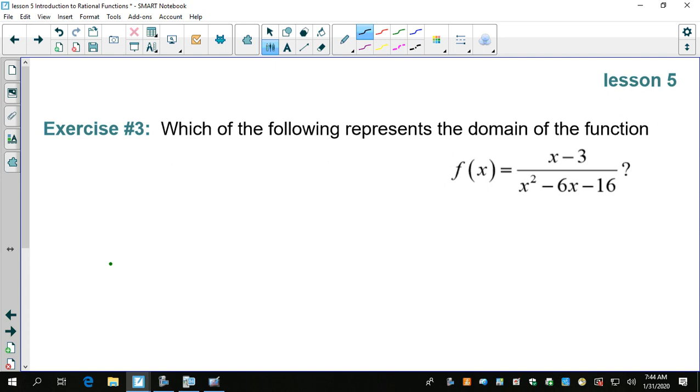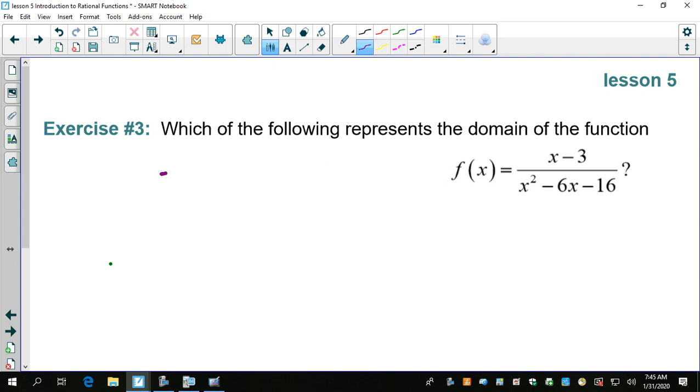So, does this one have choices? Yeah, okay. So, the idea is, domain, you remember, is x, right? Can I input any values into this for x, or would there be restrictions? And where would the restrictions be? The denominator. So how do you find the restrictions? Set it equal to 0.